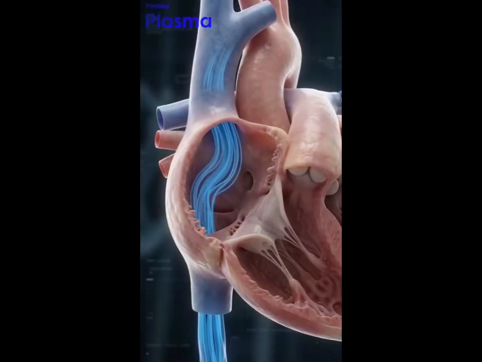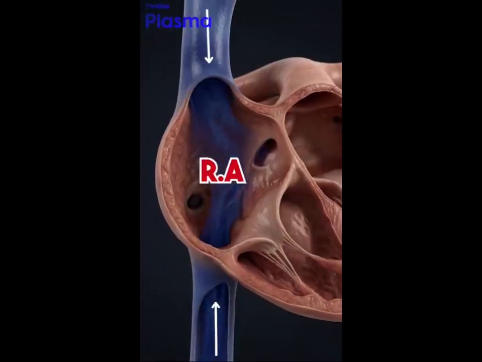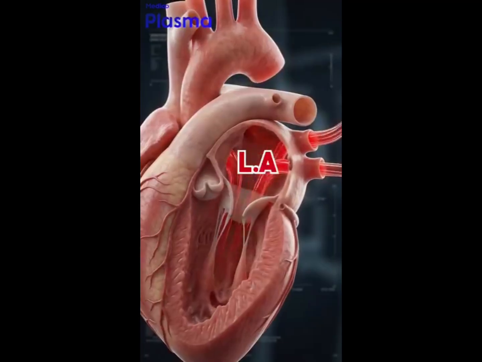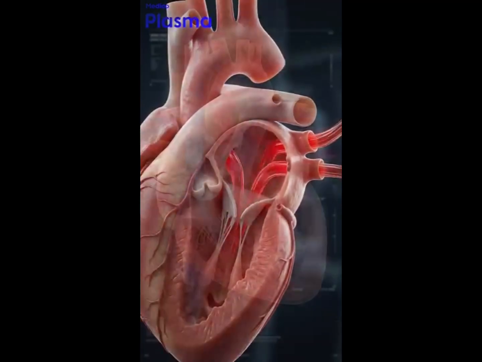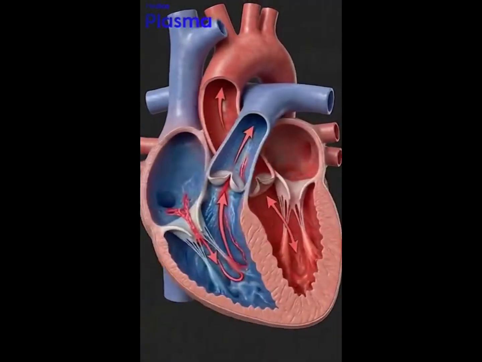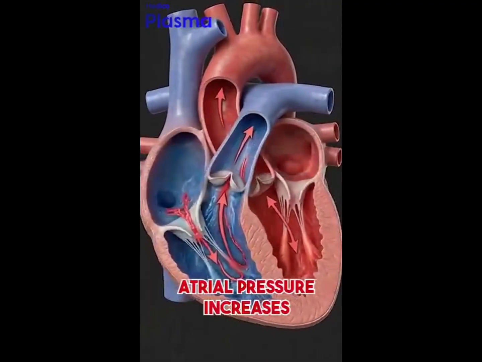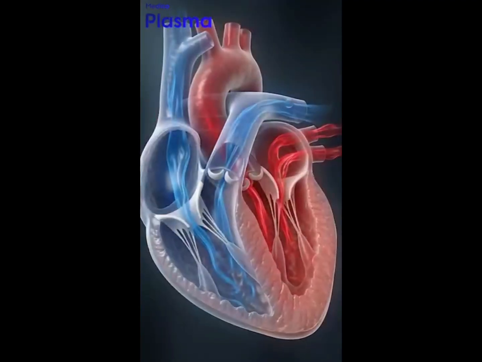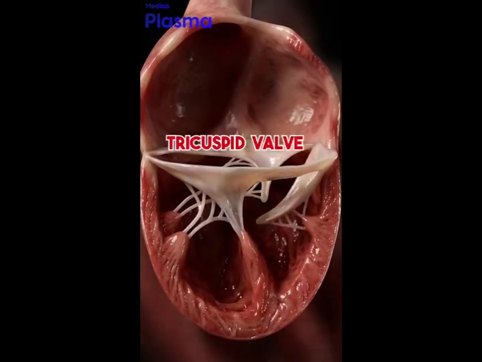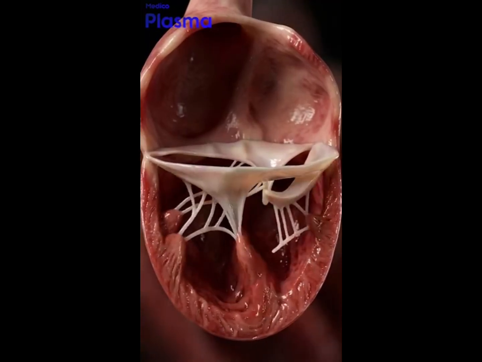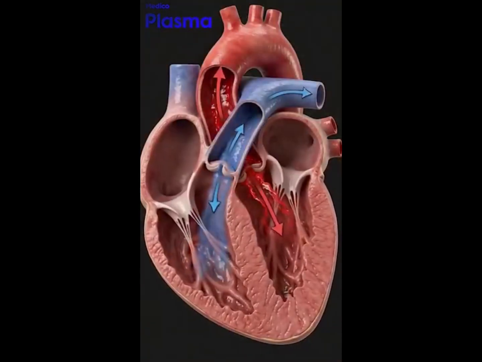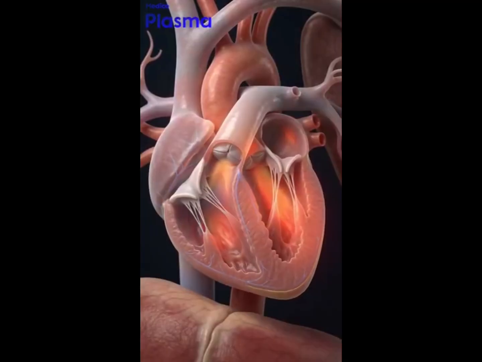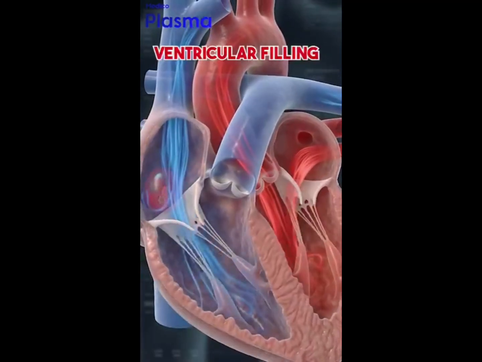Blood returns to the right atrium through the superior and inferior vena cava and to the left atrium through the pulmonary veins. As blood accumulates in the atria, atrial pressure increases. When atrial pressure exceeds ventricular pressure, the atrioventricular valves, the mitral and tricuspid valves, open, allowing passive flow of blood into the ventricles. This passive filling accounts for the majority of ventricular filling.